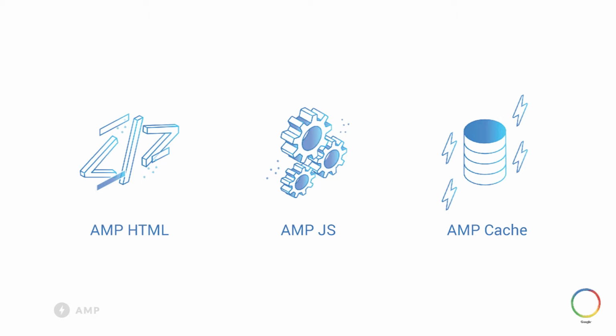And next, AMP even provides the infrastructure. If you have a valid AMP page, you will also be able to host your AMP page on an AMP cache, which is the free CDN that everyone could use. So this is why AMPs are so fast.